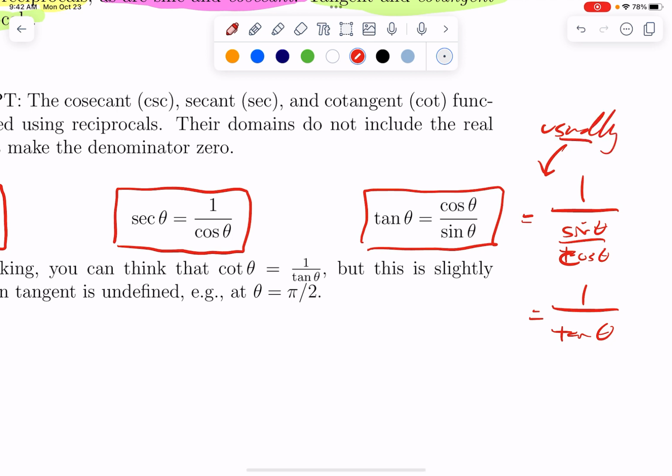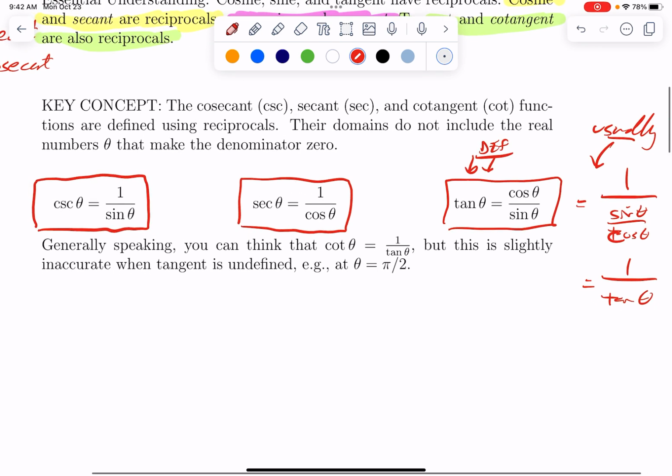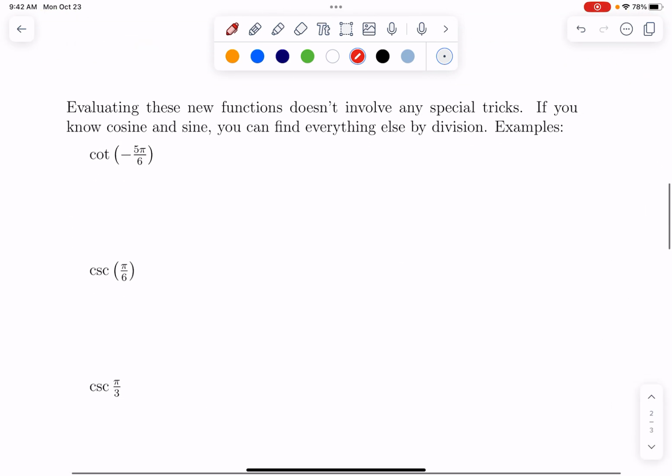Every once in a while, if it seems like you're dividing by 0 or have 0, you want to use this as the actual definition. And because we're dividing, these are functions that are not defined everywhere. They do have things missing from their domain because we can't divide by 0. But the good news is that we really don't need to learn anything new except the definitions of these functions.